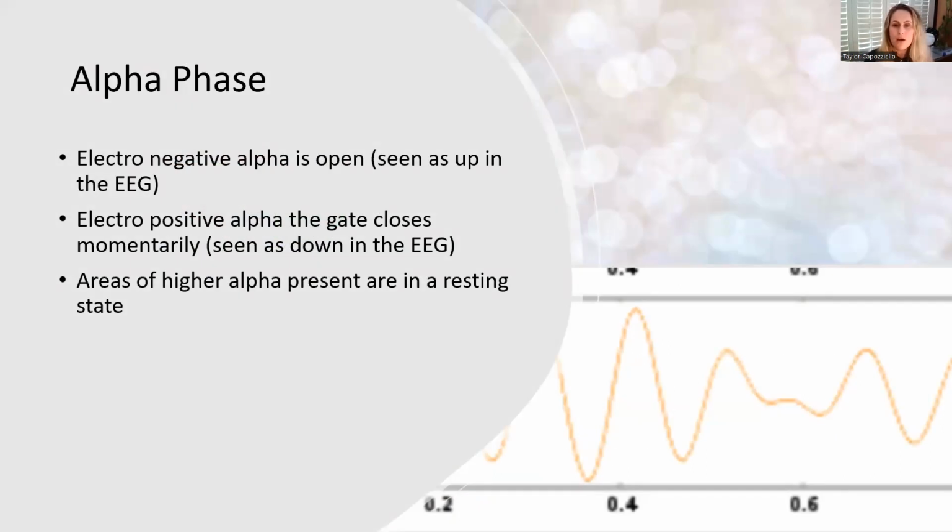When we're looking at alpha, the electronegative alpha is open, seen as up in the EEG, and that's when information is coming in. And the electropositive alpha, the gate closes momentarily, and that's seen as down in the EEG. So these are information packets. When we talk about our processing speed of alpha, we talk about these information packets that are going through the brain to give information. That's where this is coming from. That said, when we have higher amounts of alpha present, that area is in a resting state, and that's going to be talked about in the next slide.